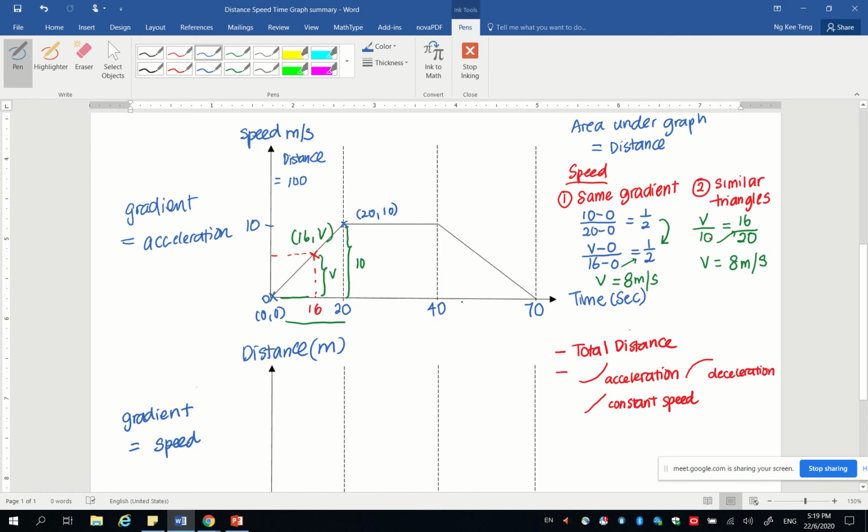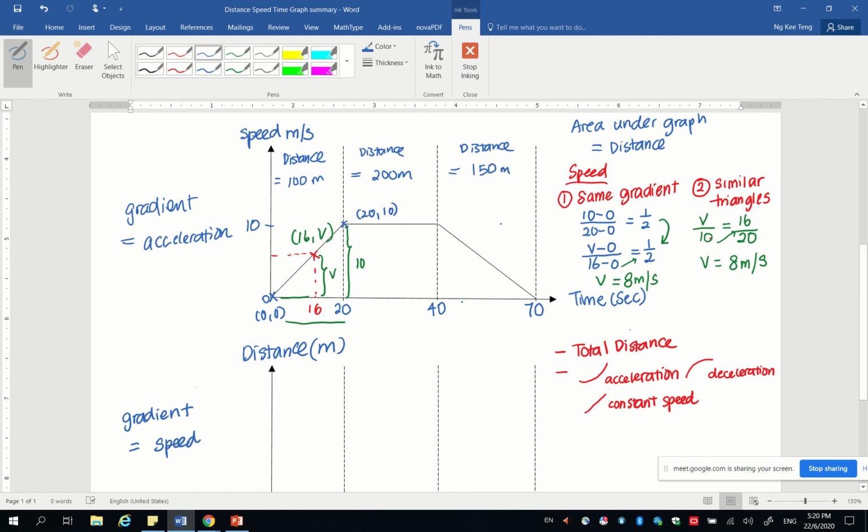Then what about the distance in the middle portion? What is the distance covered? Is it 400? Check, I only want this portion, 20 to 40 seconds. Oh, 200. It's 200. Right, then the last part, what is the distance at the last part? Half times 10 times 30. 150. 150, correct? Okay, thank you very much.